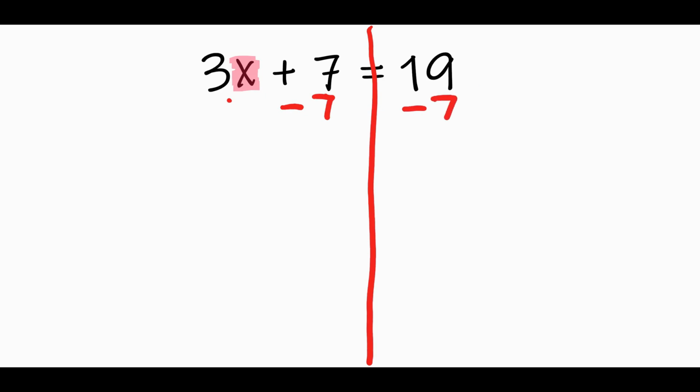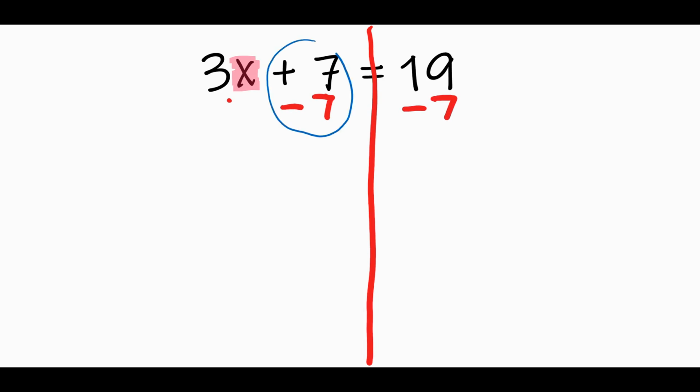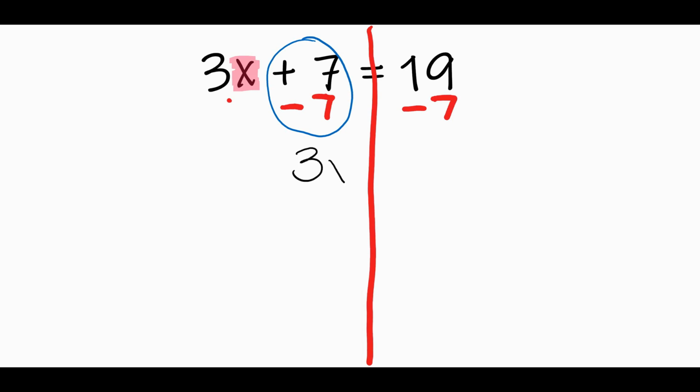And the reason we subtract 7 there is because then we create a 0 pair here. A positive 7 and a negative 7 is a 0 pair. It goes away. And the only thing we have left on this side are the 3 x's. Always rewrite your equal sign. And then 19 minus 7 is 12.